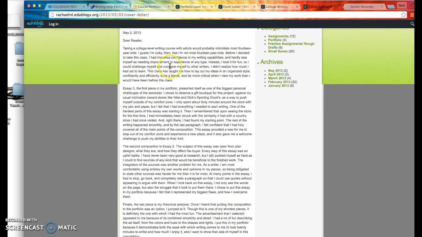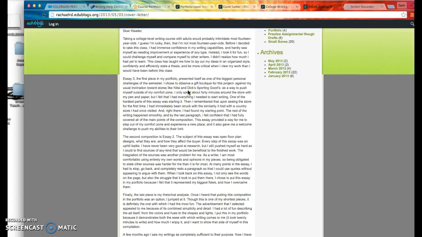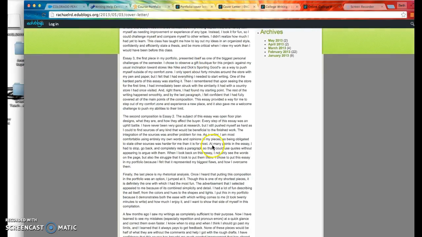She says, I didn't realize how much I had yet to learn. So as she goes through each piece that she's including in the portfolio, she's talking about what she learned about writing through each of the pieces. So that's another approach you could take. Instead of focusing on the strengths and weaknesses and the writing process that you used, you can talk about what you learned in the choice essay, and then what you learned in the argument essay, because these were at different times in the semester and you were learning different kinds of writing skills.